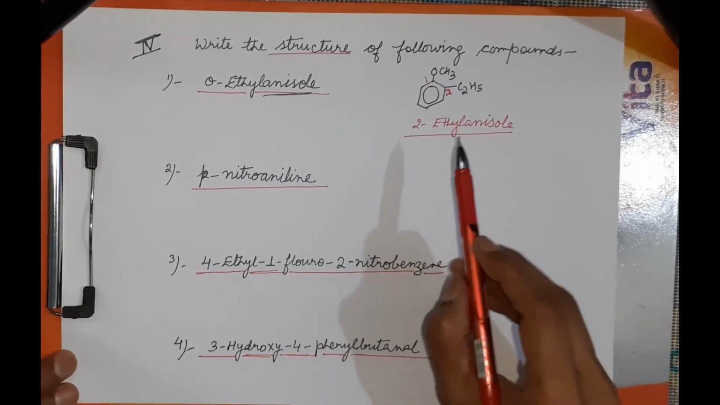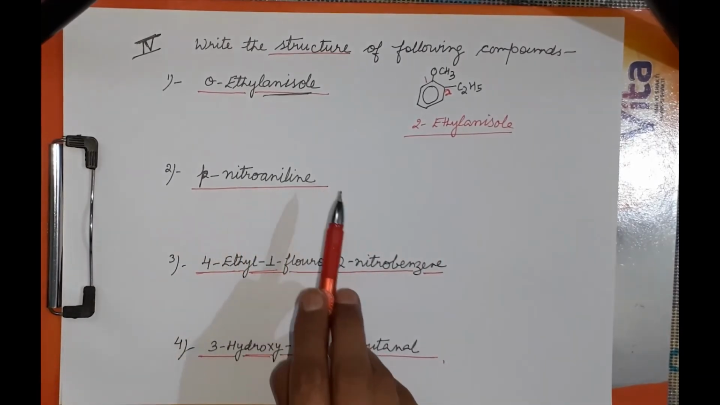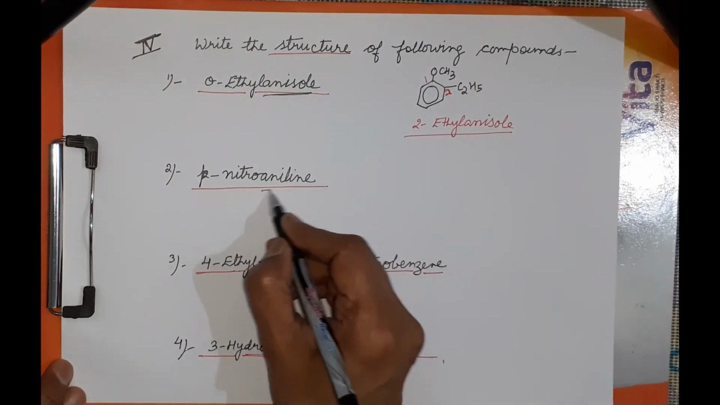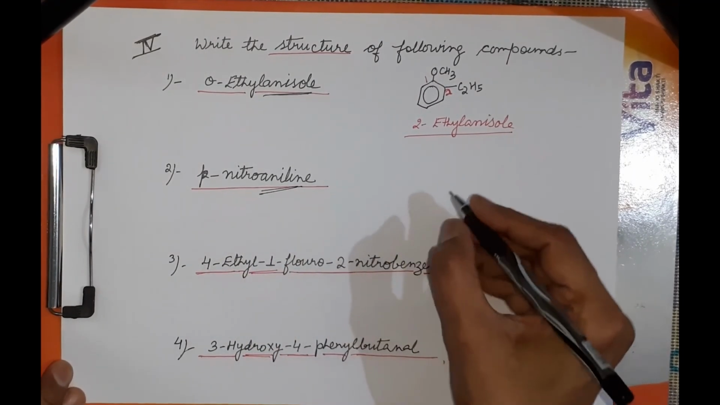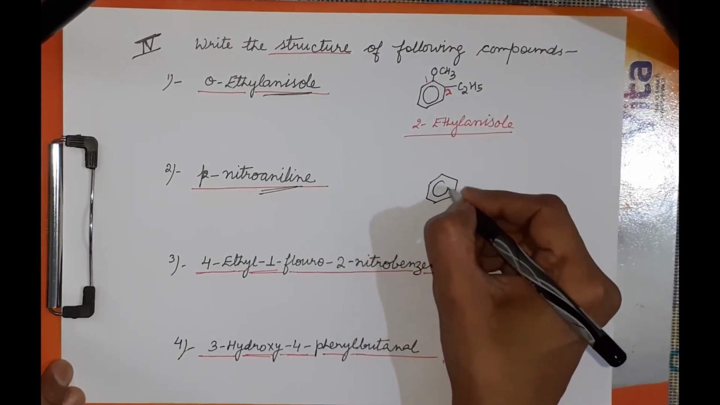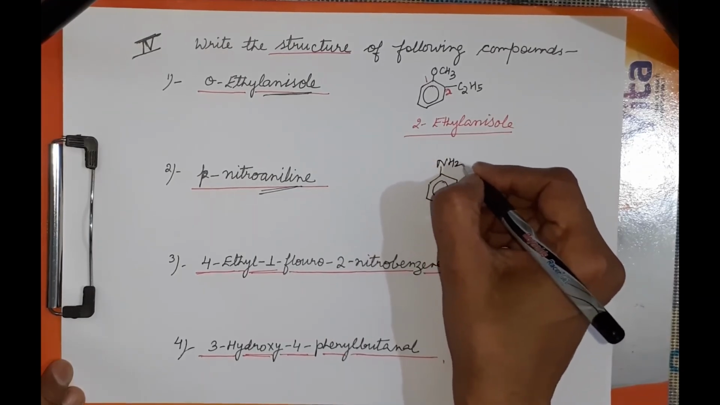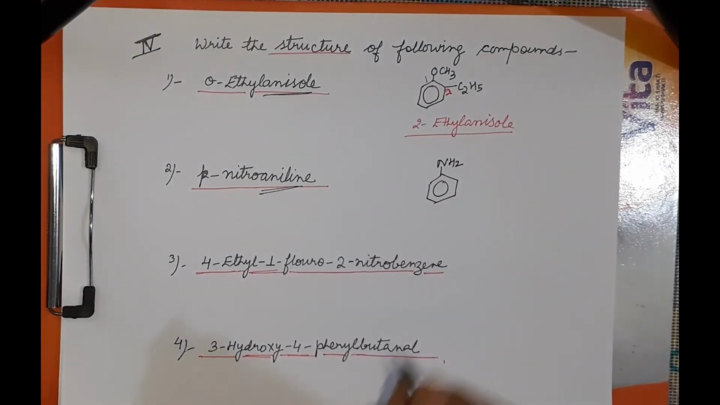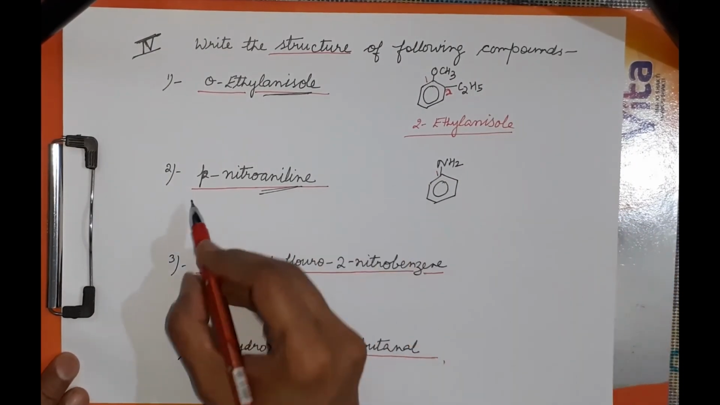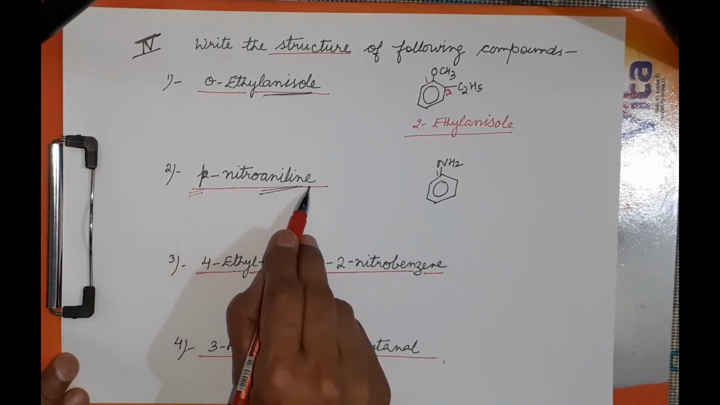Okay, and then the next example is para-nitroaniline. So what is aniline? Here we can see this is the aniline. Aniline is when the benzene ring is having one NH2 group. This is called aniline. Suppose we give this number 1. Now we have to write the structure of para-nitroaniline.